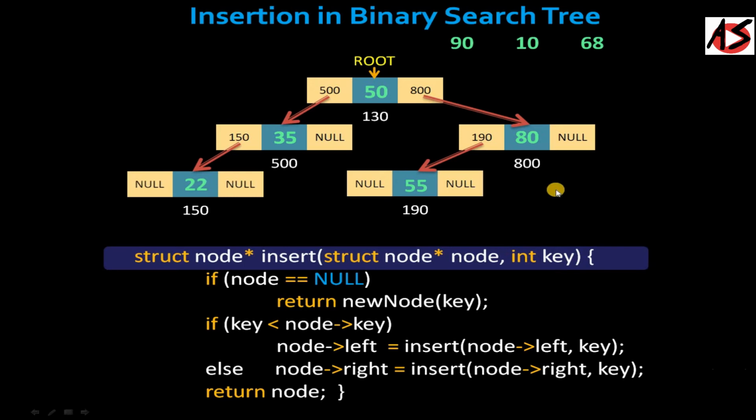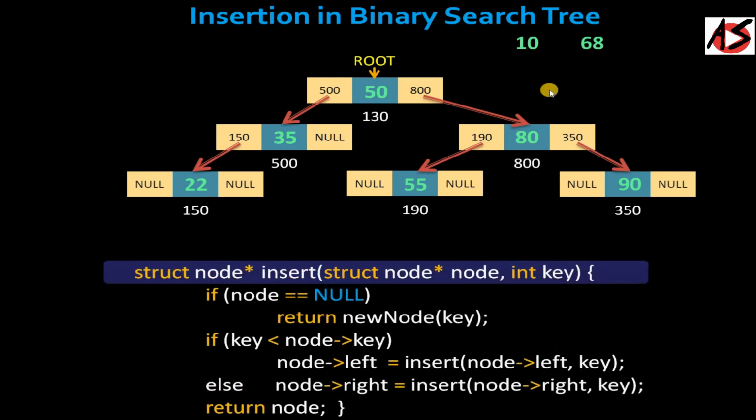Similarly, if you want to insert the next key, that is 90, you are comparing it with the 50. 90 is bigger than 50, so you are going to the right. Again you are comparing with the node that is 80. So 90 is greater than 80. There is no node at the right of this node. So you are inserting the new node and you are updating the right pointer of the node containing key 80.